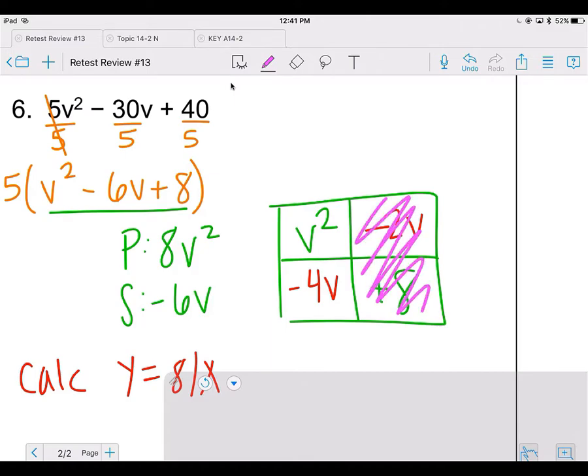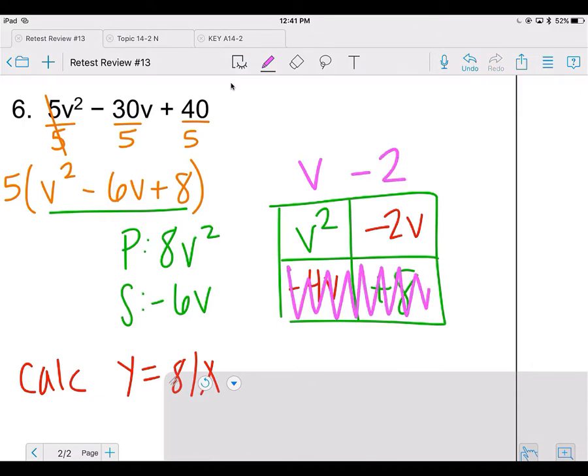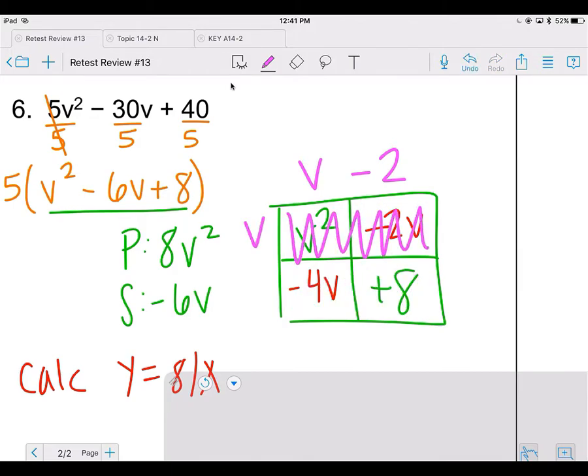So again, I look at this side and I say, what do v squared and negative 4v share? They share a v. Then I look at the right side. Negative 2v and 8 share a negative 2. Then I look at the top row. V squared and negative 2v share a v. And the bottom row, negative 4v and positive 8 share a negative 4. I do my quick check. V times v is v squared. Negative 2 times negative 4 is positive 8.